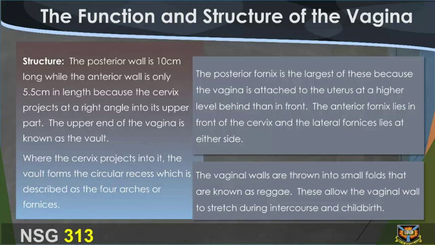The anterior fornix lies in front of the cervix, and the lateral fornices lie at either side. The vaginal walls are thrown into small folds that are known as rugae. This allows the vaginal wall to stretch during intercourse and childbirth.